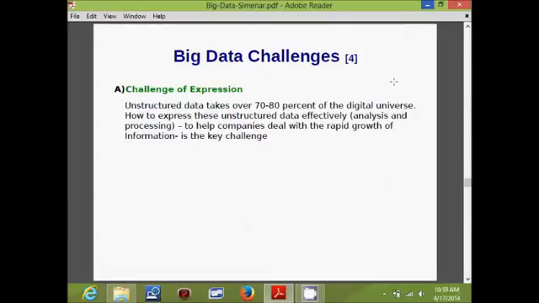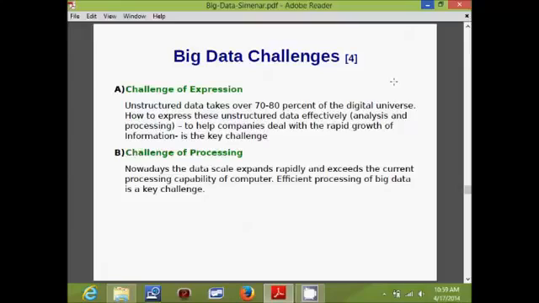The other challenge is related to processing of big data. Nowadays, the data scale expands rapidly and exceeds the current processing capabilities of traditional computers. So, efficient processing of big data is also a challenge. How to process this huge amount of data efficiently.